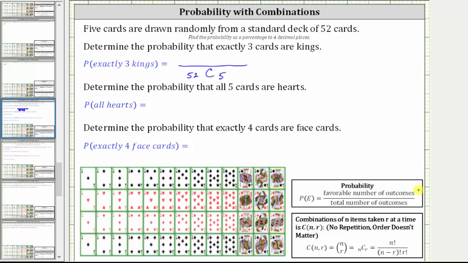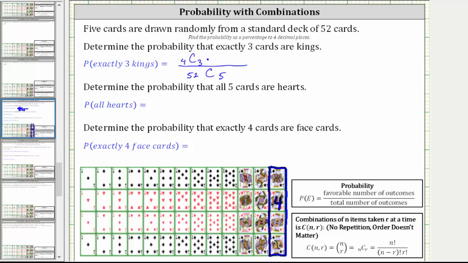And now the favorable number of outcomes is going to be the number of ways we can select 3 kings from the kings in the deck, and then times the number of ways we can select 2 cards that are not kings from the deck. And there are 4 kings in the deck, and therefore the number of ways of selecting 3 kings from 4 kings is 4 choose 3.